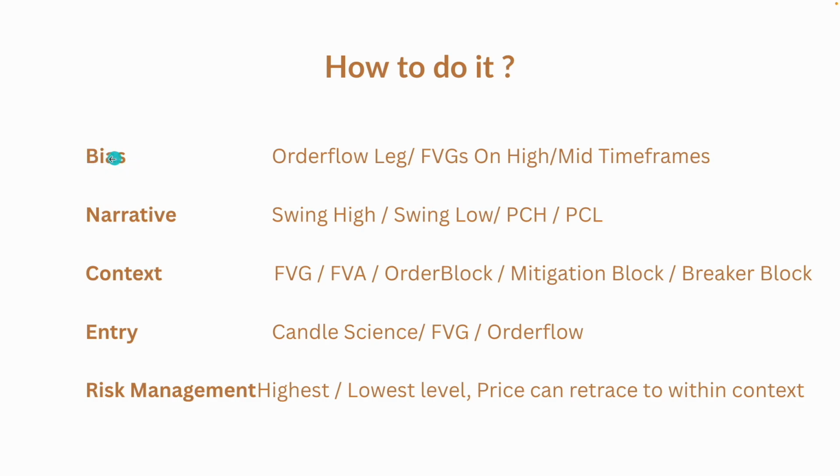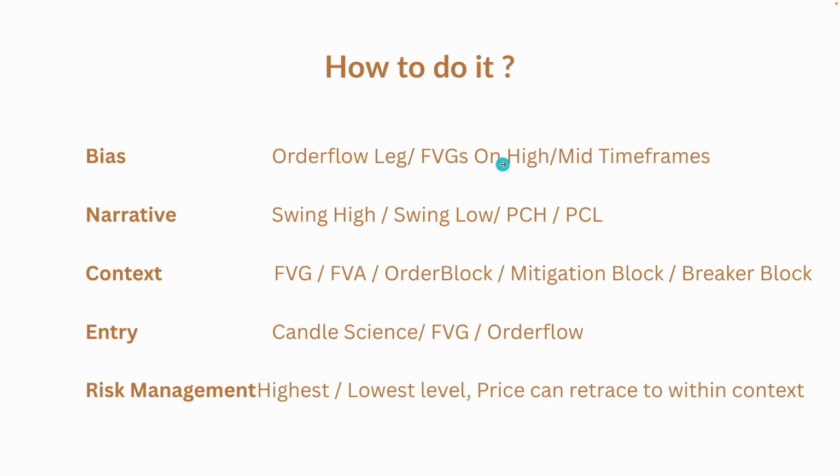As we saw, in order to find bias, we need to go to the higher time frames. What are the higher time frames? Monthly, weekly, daily, and sometimes 4 hour. On these time frames, we need to find the order flow legs or the FVGs. Once we find the active, latest order flow leg or the latest FVG on the higher time frame, that is the bias.